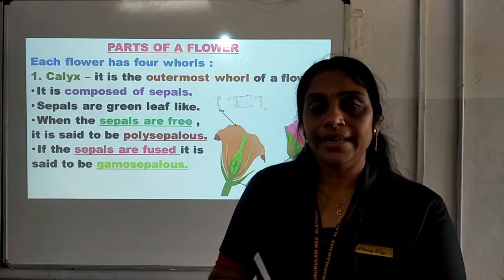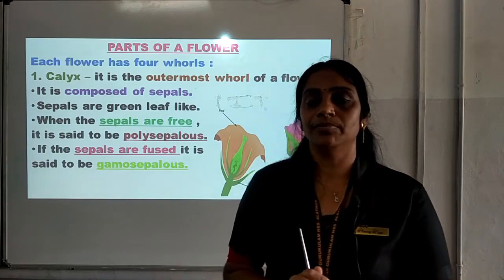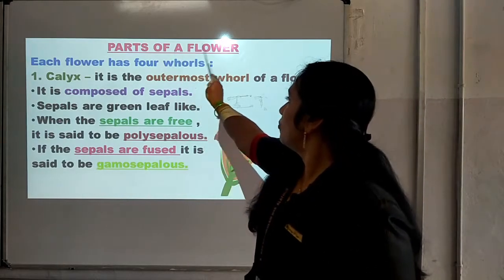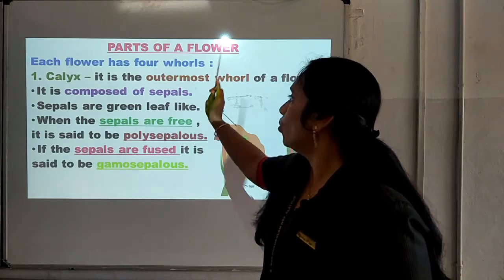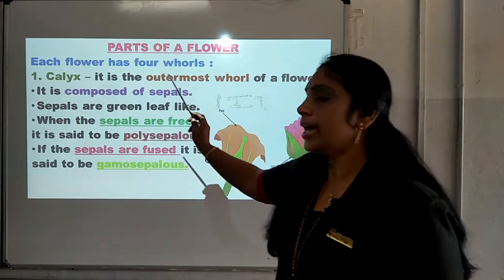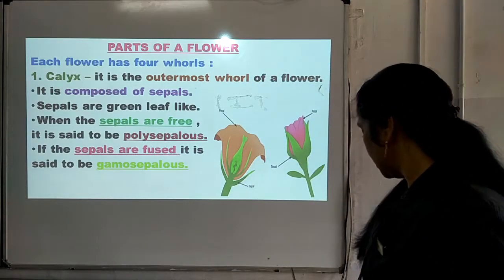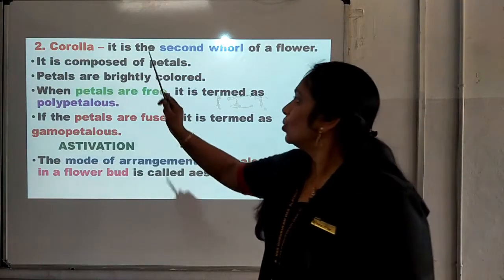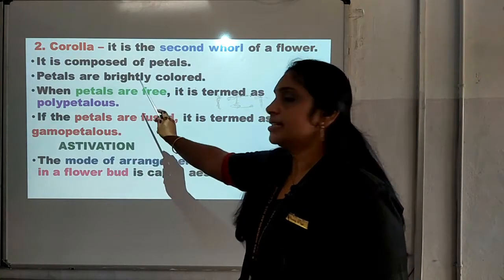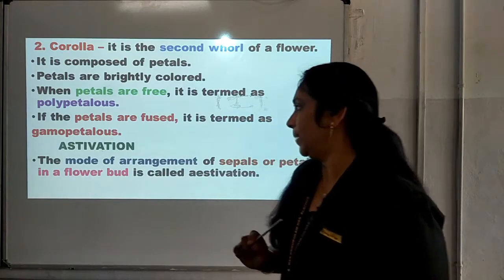Before moving on to the session, I want to recap the previous class. In the previous class, we understood about parts of a flower. Each flower has 4 whorls. Calyx, also known as sepals; if sepals are free, it is known as polysepalous, and if sepals are fused, it is known as gamosepalous. Number 2, corolla. Corolla are also known as petals, and if petals are free, they are called polypetalous. If they are fused, they are called gamopetalous.